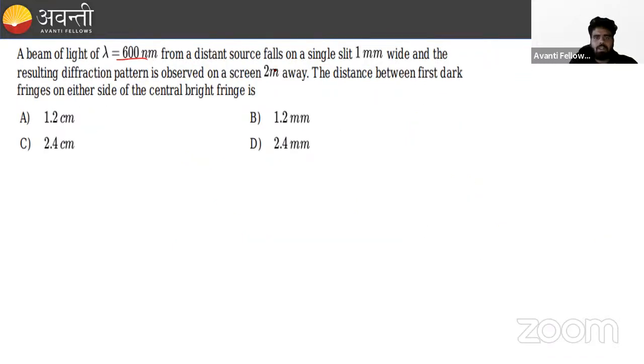This is the problem asked from the diffraction section. Here the width of the single slit is given, and we have to find out the distance of the first dark fringe. What is the distance of the first dark fringe, guys? If it is the center, we can say this is the distance between the center and the first dark fringe. Here the first dark fringe is formed.